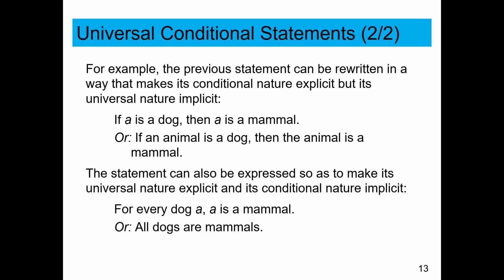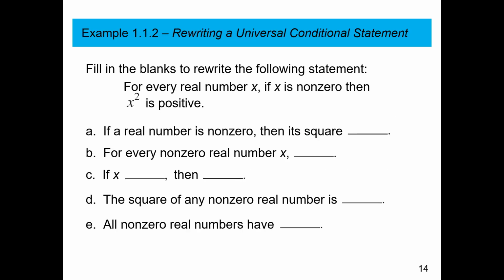So how we manipulate things is actually kind of important because they send the same message but are communicated in different ways. Try this one, just pause the video and try it. How would you fill in the blanks for this one, starting with: for every real number x, if x is non-zero, then x squared is positive. Now, how would you finish the rest of the sentences? Try it.